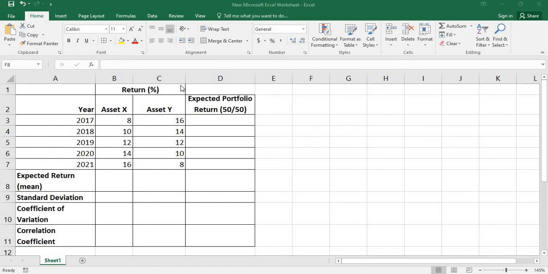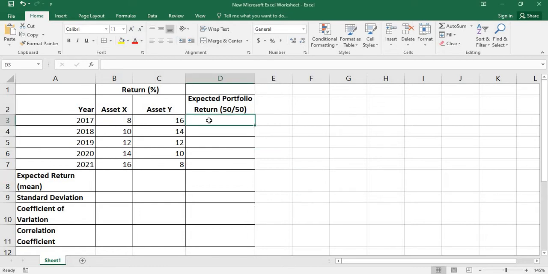Hello everyone, welcome back. In this lecture, I'll show you how to find out expected return, standard deviation, coefficient of variation, and correlation coefficient from historical data. Here, historical returns of asset X and asset Y are given for a 5 year period from 2017 to 2021. We'll also calculate expected portfolio return of these two assets. We'll invest 50% of our money in asset X and 50% of our money in asset Y.